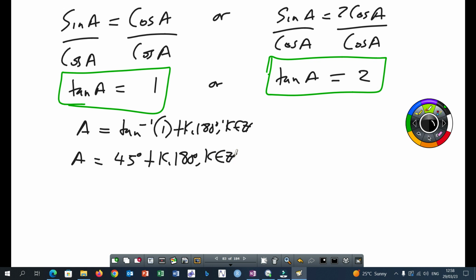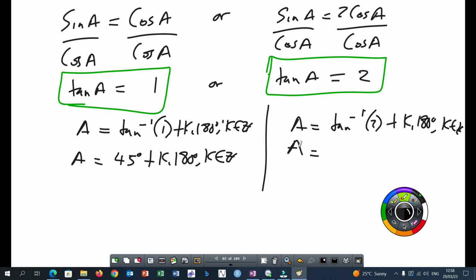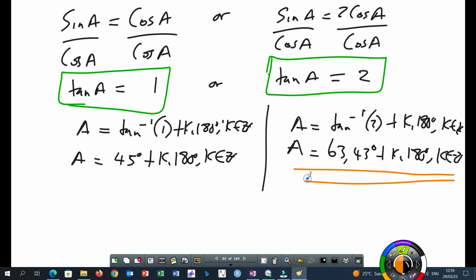Okay? Then this one here, it will be A equal to shift tan of 2 plus k times 180 where k is an integer. What is shift tan of 2? 63.43 degrees plus k times 180 where k is an integer. And then you are done. No stress? No stress. Okay. No need to write quadrant 1, quadrant 2, no need. These are the answers.